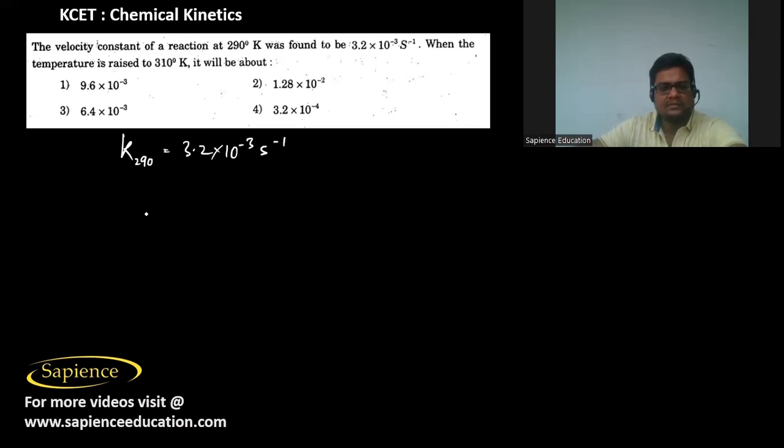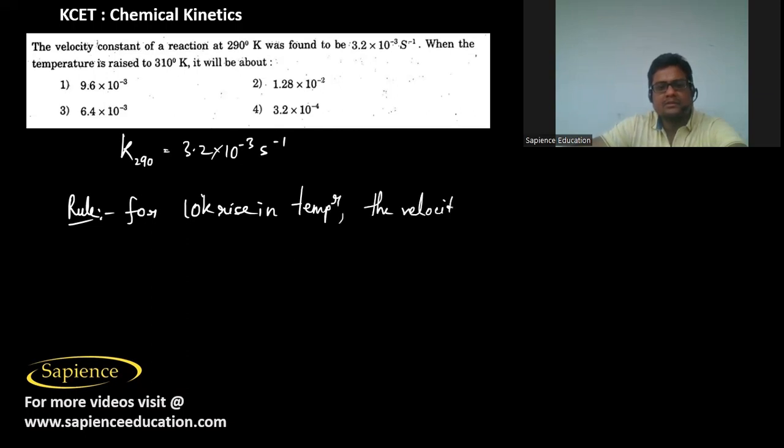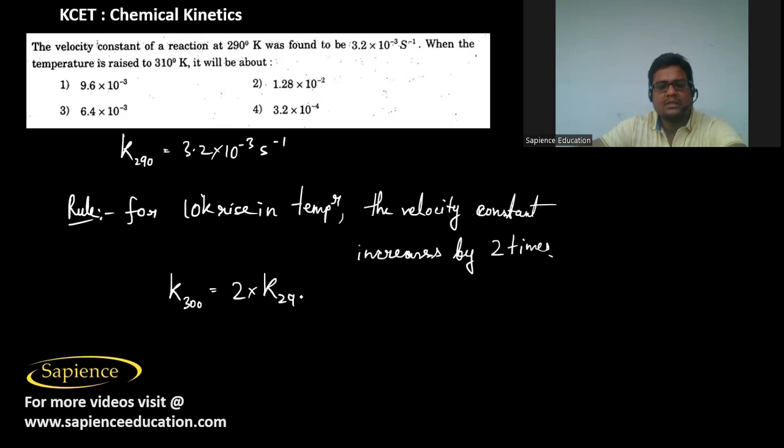Now, the rule is that for a 10 degree Celsius or 10 Kelvin rise in temperature, the velocity constant increases by 2 times. It means that we can say the rate constant at 300 Kelvin will be equal to twice the rate constant at 290 Kelvin.